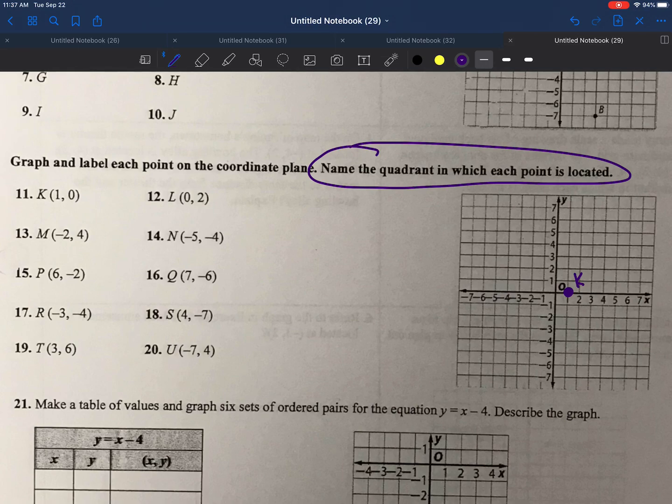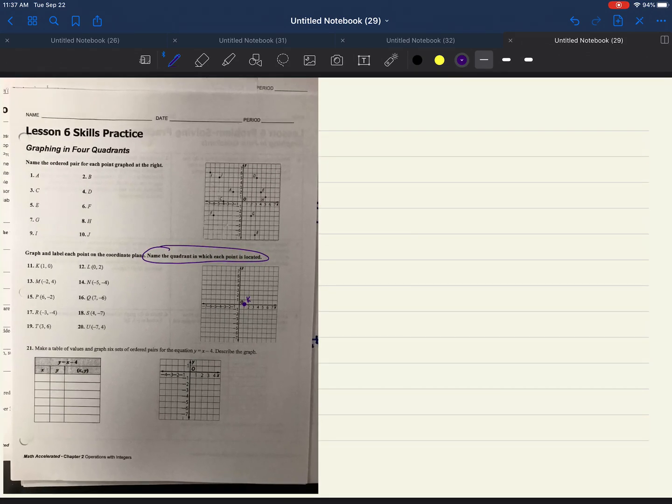Okay? Does anyone know how to name the quadrants? It is 1, 2, 3, and 4, but they have to be used. What do you use? Roman numerals. Okay, so let's write this. You can write it at the top of your page. I'm going to put it over here on the right. You always start in the upper right corner. Which one would be quadrant 2?